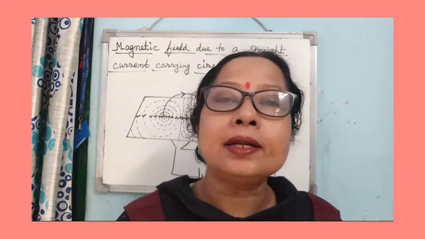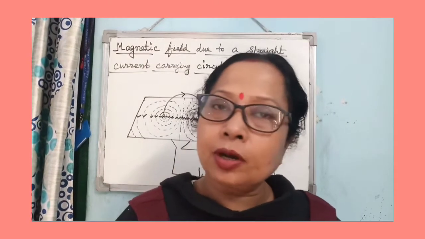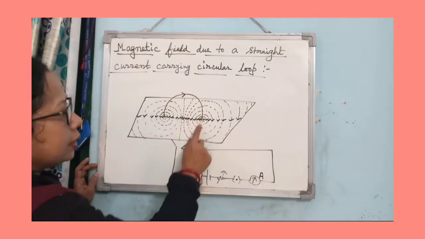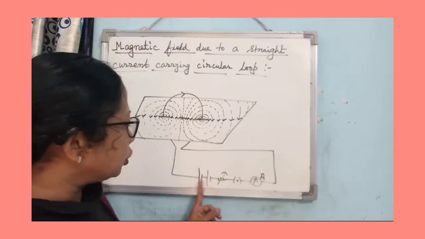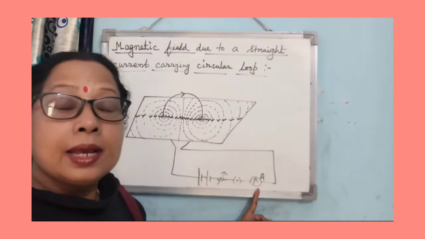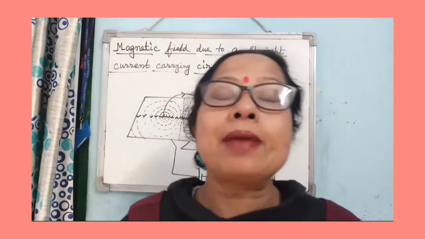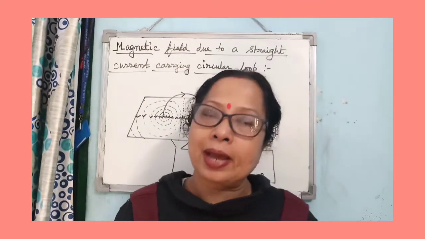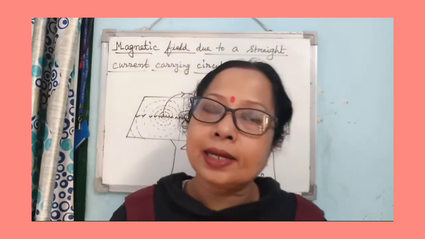If the current passing through the loop increases, then the strength of the magnetic field increases and vice versa. Alright, then next point: here you see I have taken only one turn. Instead of one turn, you can take several turns of the loop, and then at the two ends, you join the battery, rheostat, key and ammeter. Then what you will observe is, if you increase the number of turns of the loop, the magnetic field strength increases. If you decrease the number of turns of the loop, the magnetic field decreases.